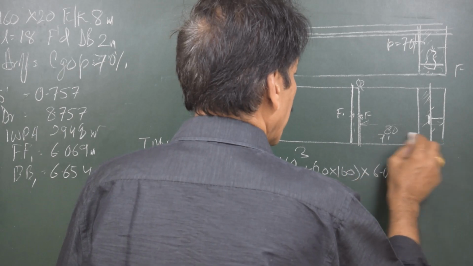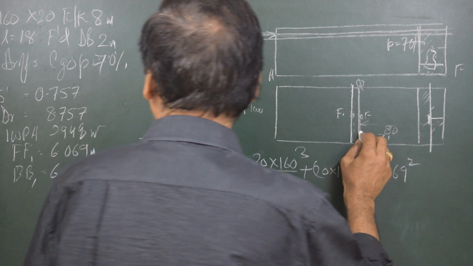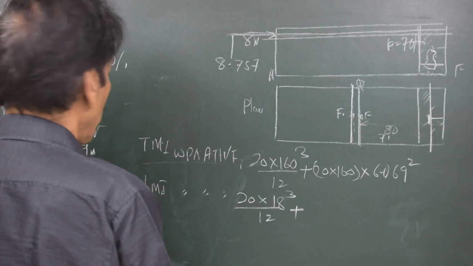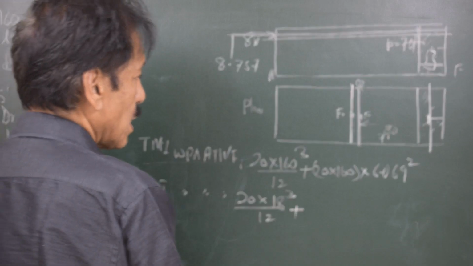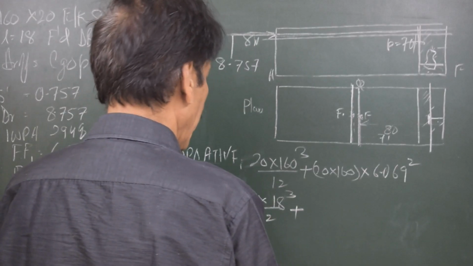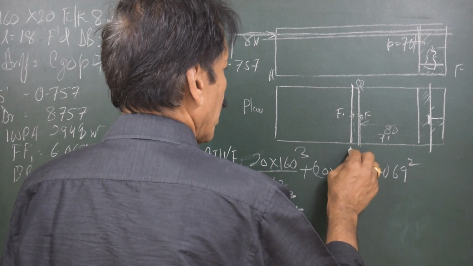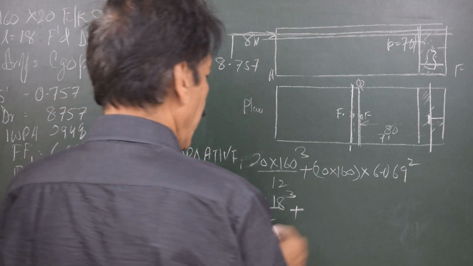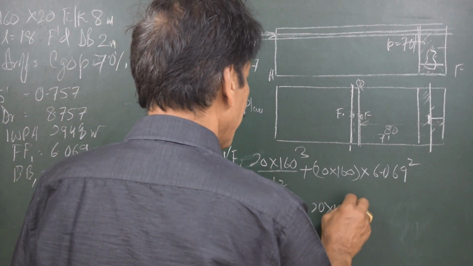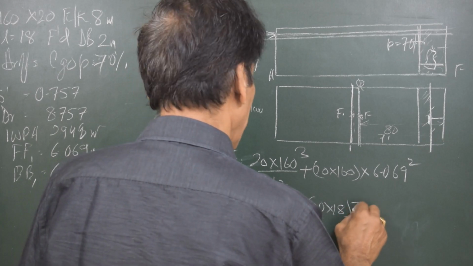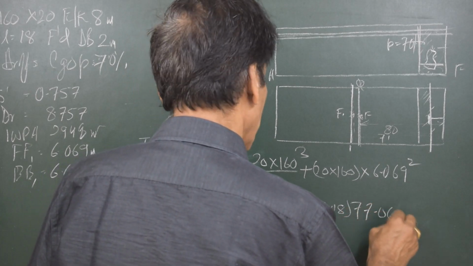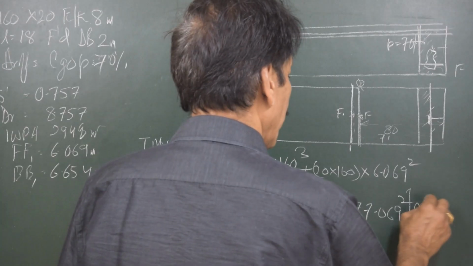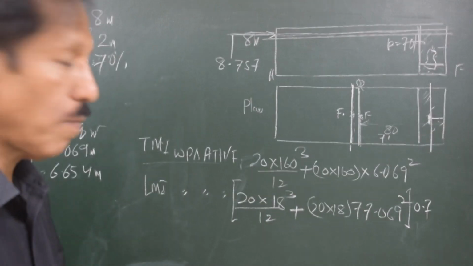But if we consider the loss about an axis passing through F1, the original distance to the midship was 71, and now the 71 will be added with 6.069, so it will become 77.069, right? So we need to shift this moment of inertia to this position, and the distance is 77.069. The area is 20 into 18 and the distance is 77.069, that will be squared, but the loss is only 70%, so we multiply 0.7 with the loss.